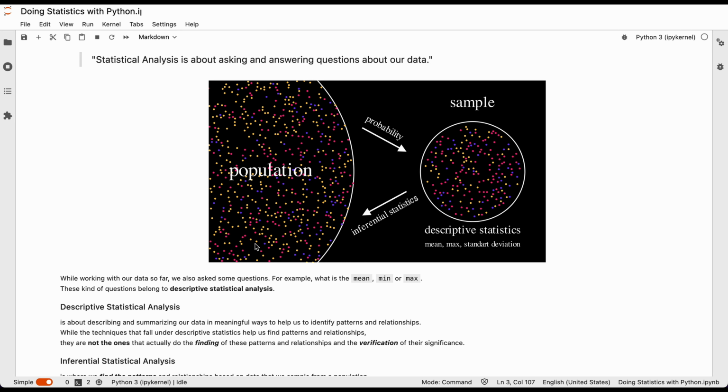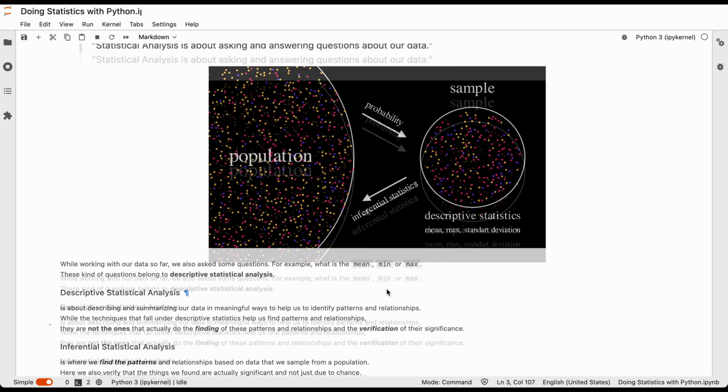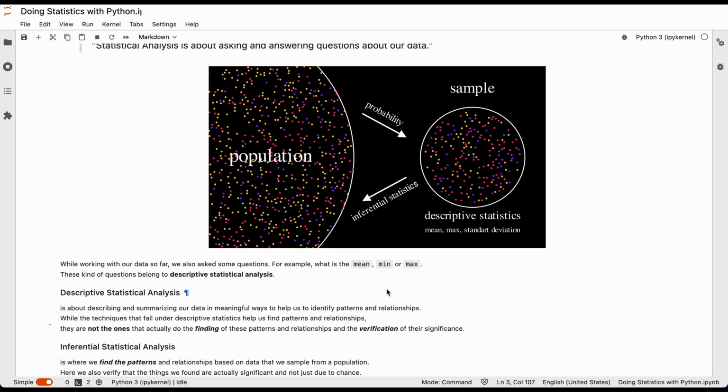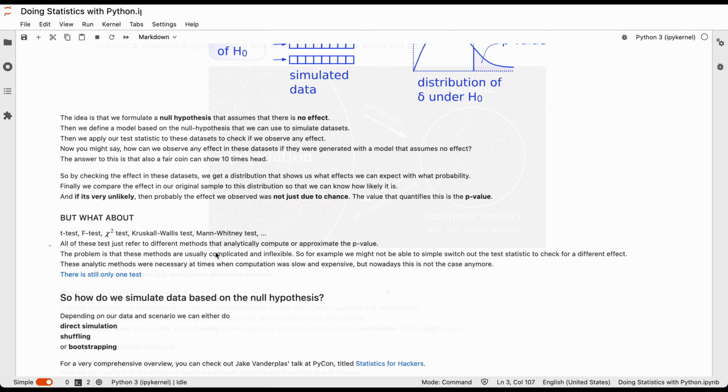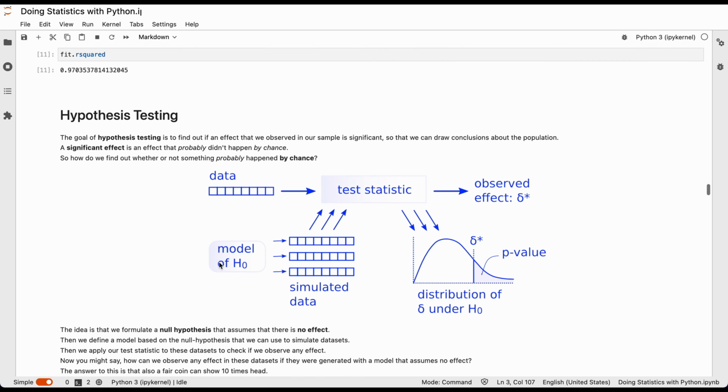Okay, as a recap, today we talked about inferential statistics, which is about making conclusions about our population based on some sample. And we can do so by building a model that captures some patterns or relationships in our data, and then to check if the things we found are actually significant, we make use of hypothesis testing. And when we do hypothesis testing, we actually don't have to care about all these tests with their weird names, but we can just formulate a null hypothesis, simulate data, and then compare the test statistic applied to this data to the test statistic applied to our original data to see if the effect that we observed is real or probably just due to chance.